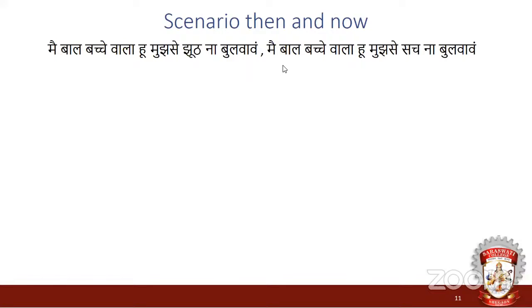you are there as a witness in a police station. Probably you can relate these two statements. Okay? 10 साल, 20 साल पहले और 20 साल के बाद आज: "मैं बाल बच्चे वाला हूँ, मुझसे सच ना बोलवाओ." So I see a lot of Indian values missing in these two scenarios just in 20 years. If I calculate it for, let's say, the previous 100 or so years, I think the scenario has turned upside down. But this is a scenario probably most of us have experienced.